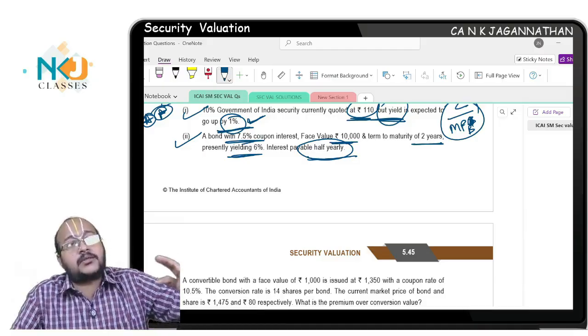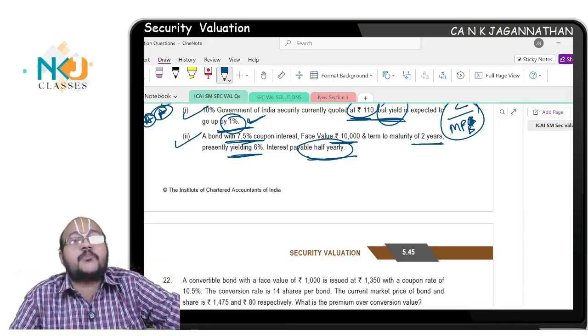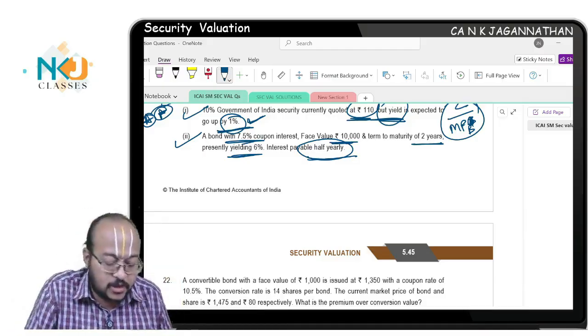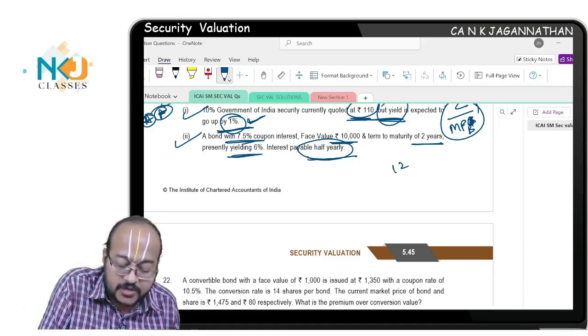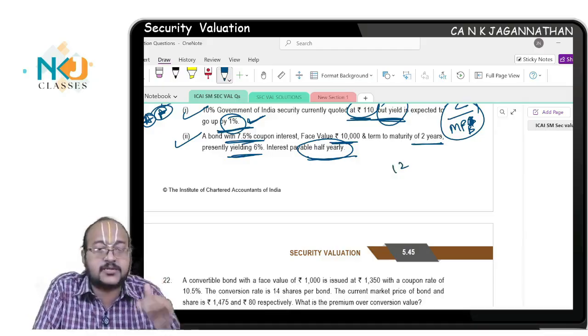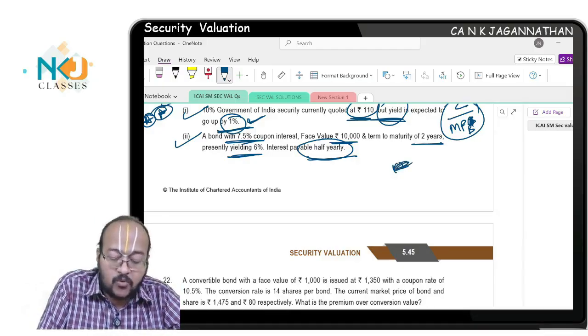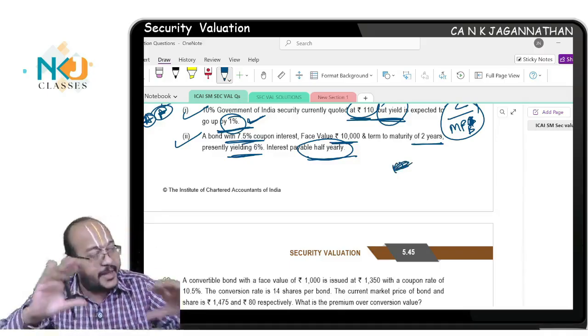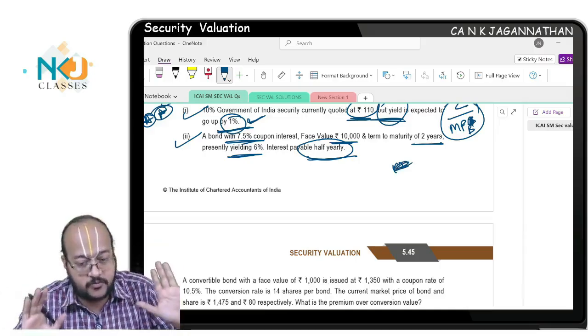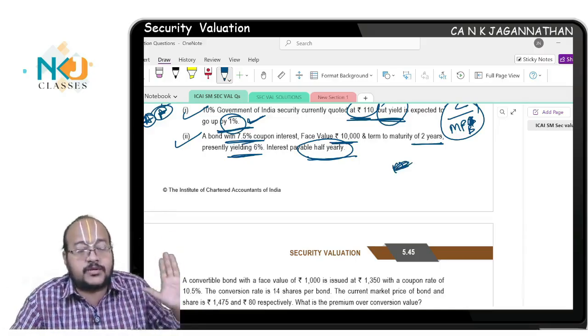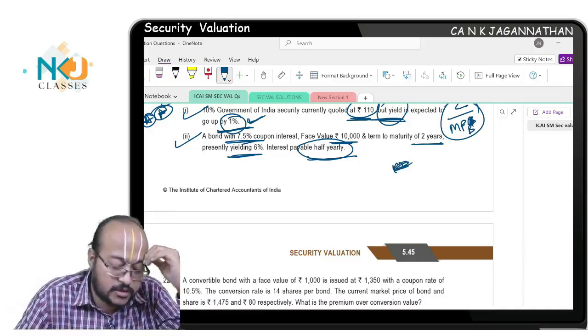Here, instead of paying coupon annually, if the company pays coupon half yearly, you will get 12 periods, each a 6 month period. How many 6 month periods are there within 6 years? 12. So you should convert the entire data to 6 month periods and then solve the question. Are you understanding what I am trying to say?